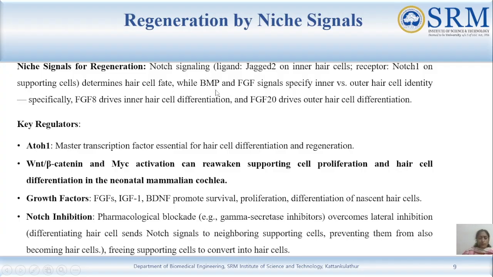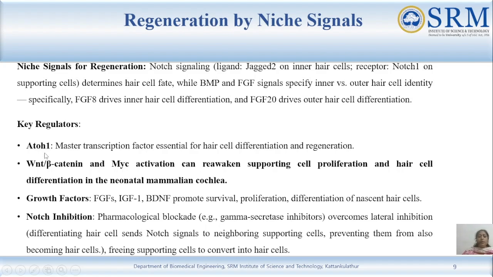While BMP, bone morphogenetic protein, and fibroblast growth factors specify the inner versus outer hair cell identity specifically. So, based on the specific concentrations, the supporting cells can differentiate into the inner or outer hair cells. So, the FGF8 in specific drives the inner hair cell differentiation, whereas the FGF20 can drive the outer hair cell differentiation. So, what are some of the key regulator molecules that are found in the auditory system?